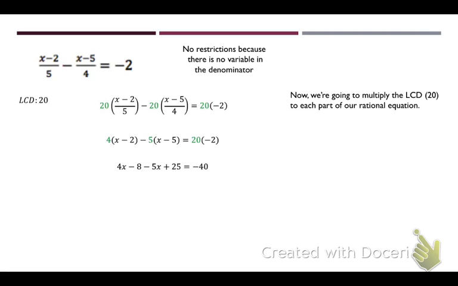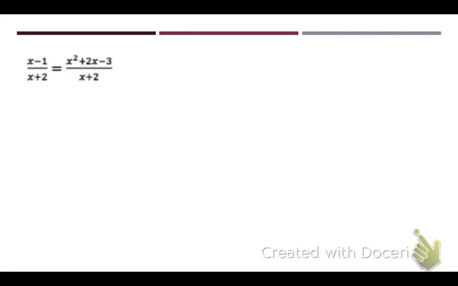Now we're just going to solve this. We're going to combine like terms. So that's negative x plus 17 equals negative 40. Subtract that 17 over, you get negative x equals negative 57. So x equals positive 57. And then that's your answer for that one. Okay, let's do another example.